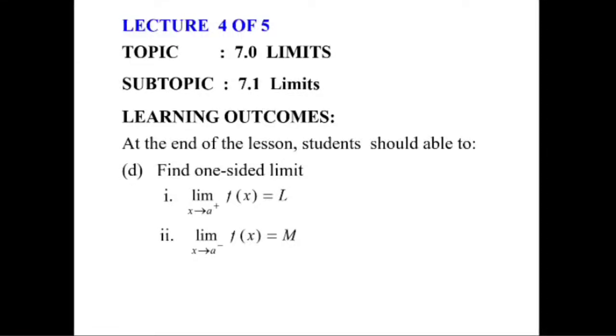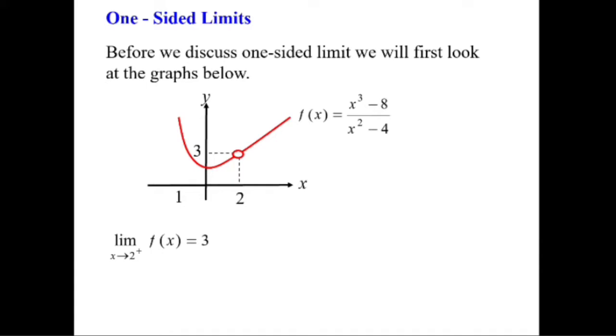Hi, in this lecture, we'll focus on finding one-sided limits from the left and from the right. Let's take a look at this example. One-sided limits are indicated whenever we see the superscript of plus or minus right on top of the x value that we are looking at. Since there is a plus here, this means we are looking at 2 from the right side, and the value of the limit, which is the value of y for this graph, is equal to 3.